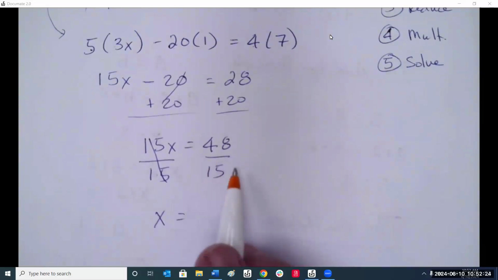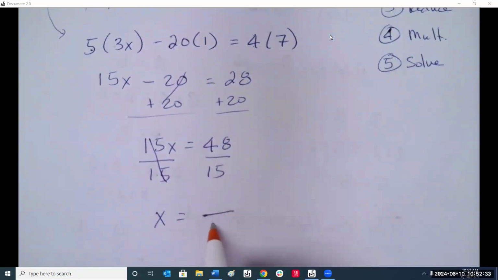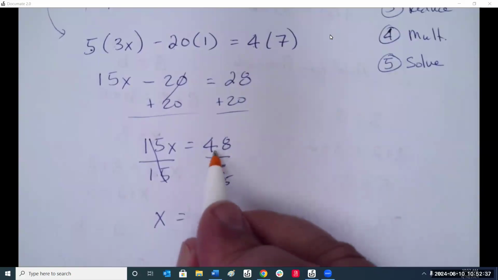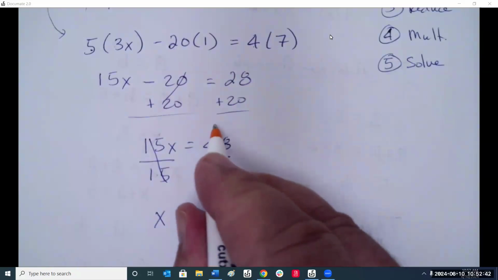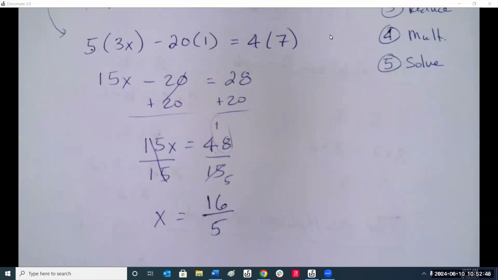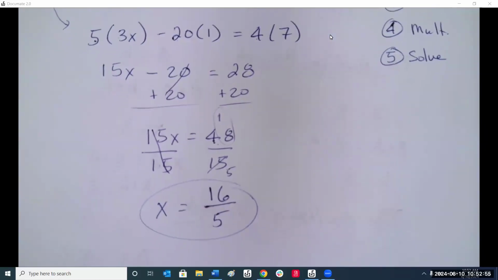Can anything simplify here? 3. 3 goes into 15 5 times. 3 goes into 48. 3 goes into 4 once with 1 left over. 3 goes into 18 6 times. So there's your answer. That's what x equals.